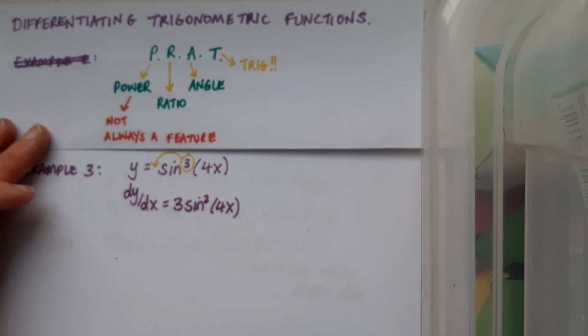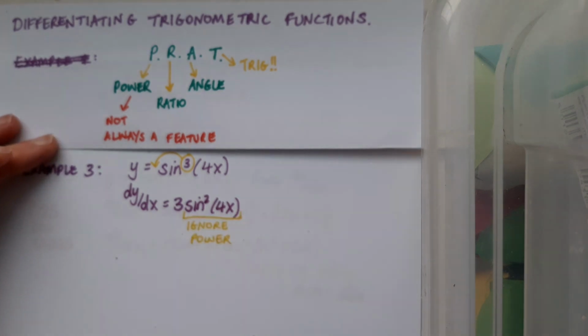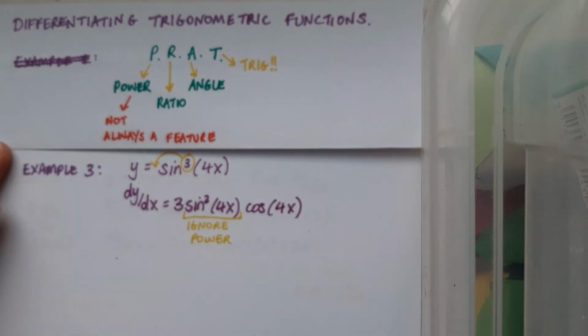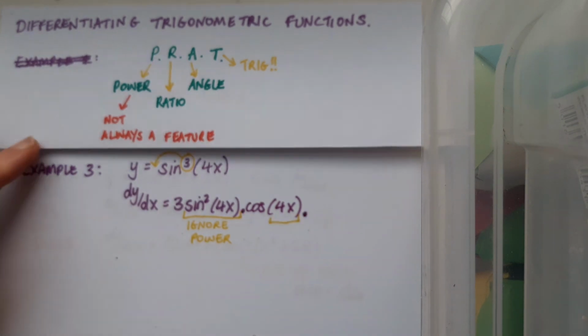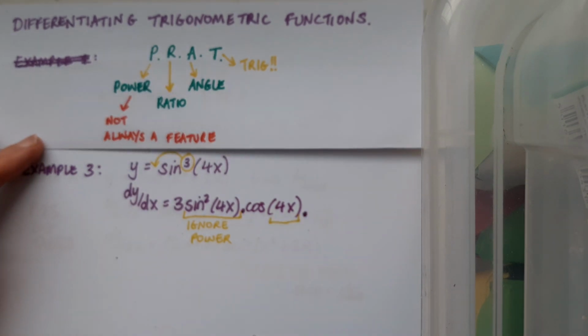Next, I'm going to differentiate the ratio. And when I'm differentiating ratio at this point, I ignore the power completely. I just look at the ratio part. So I'm differentiating sine, and I know that sine differentiates to give me cos. So I'll write down cos 4x. Notice I don't have a power with it. It's just the ratio that I've differentiated, and I've kept the angle the same. And now my last step is going to be to differentiate the angle. When I differentiate the angle here, I'm just going to get 4. And at this stage, my differentiation is done.